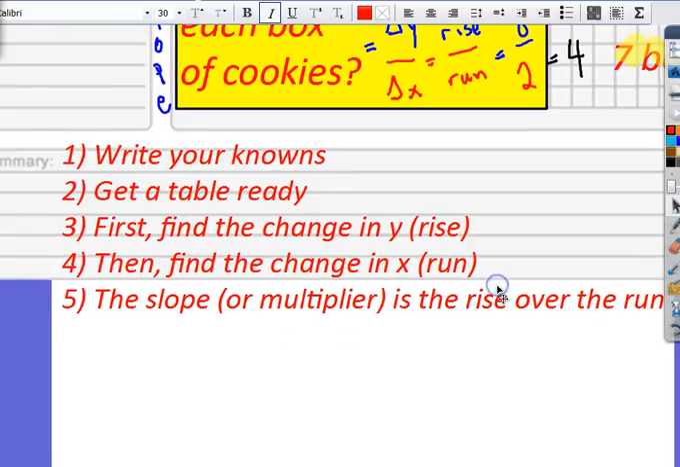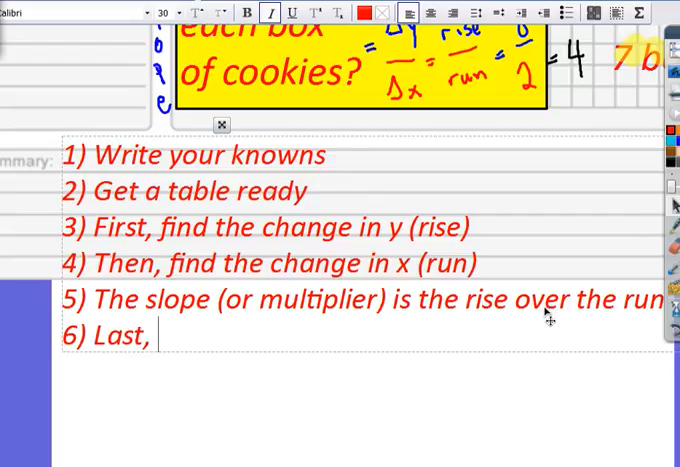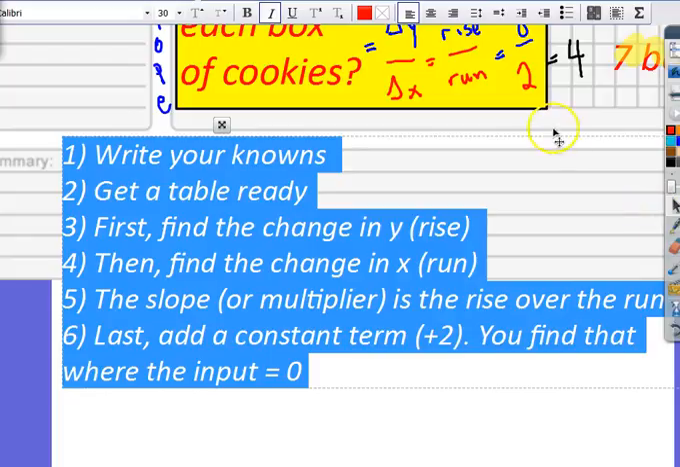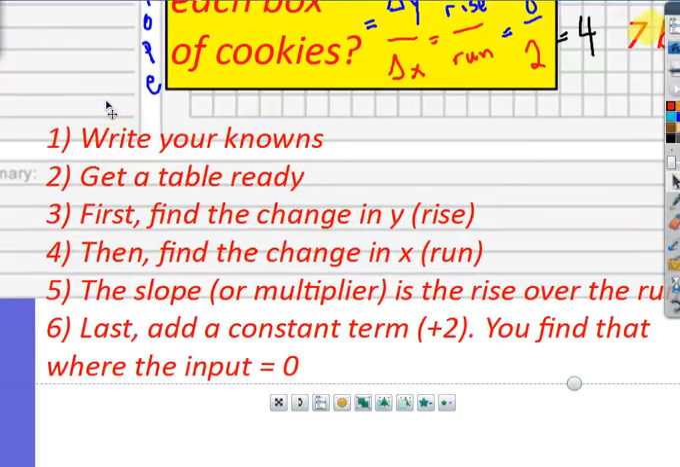And then the last thing we need, I'm going to call that the constant term, which in this case was plus 2. And you find that where X is equal to 0. And instead of X, let me put the input. So we needed 2 quantities. There was the black 4. I call that the slope.